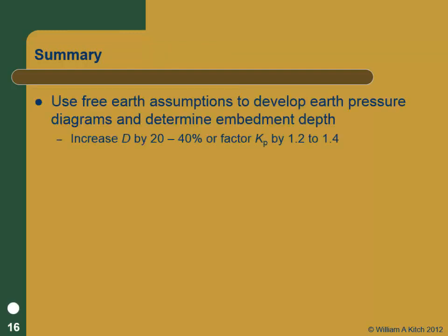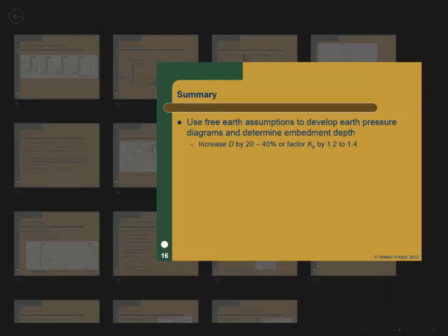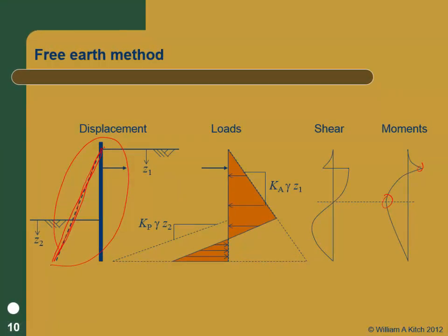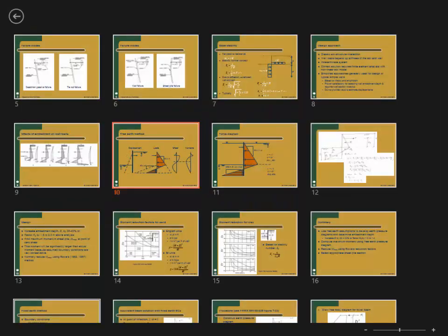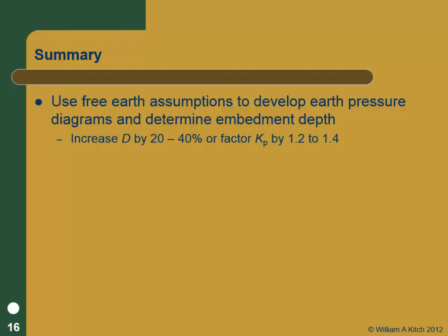So, the free earth method. Let's just summarize that real quickly. The assumptions for the free earth method are that we get rigid rotation of the pile about the surface. So we're going to get full active earth pressures on the backside and full passive earth pressures on the front side. That turns it into a static problem, a statically determinate problem.